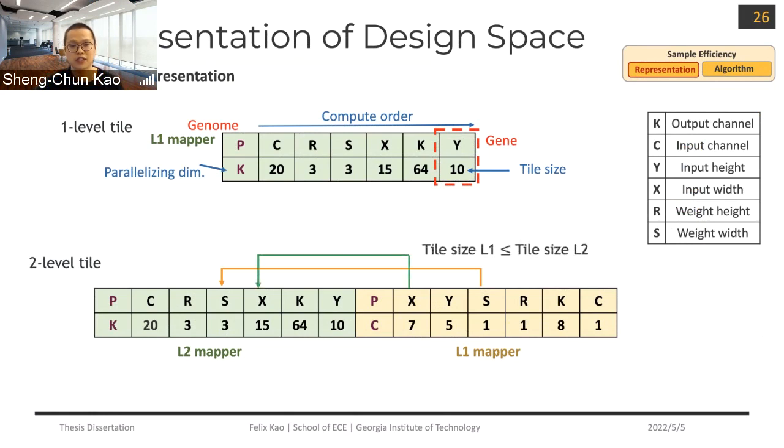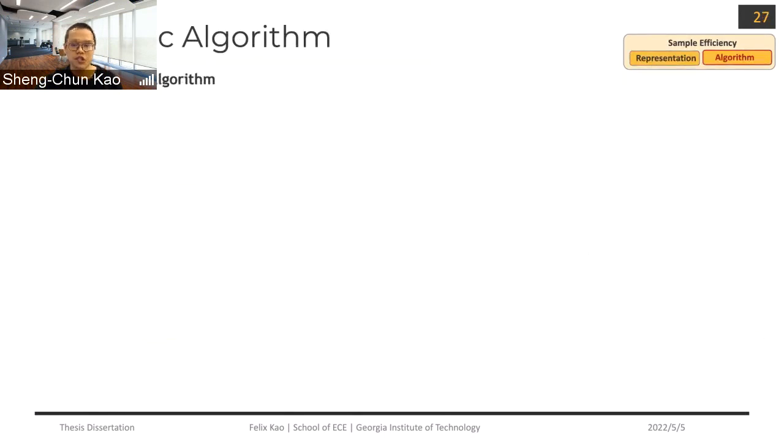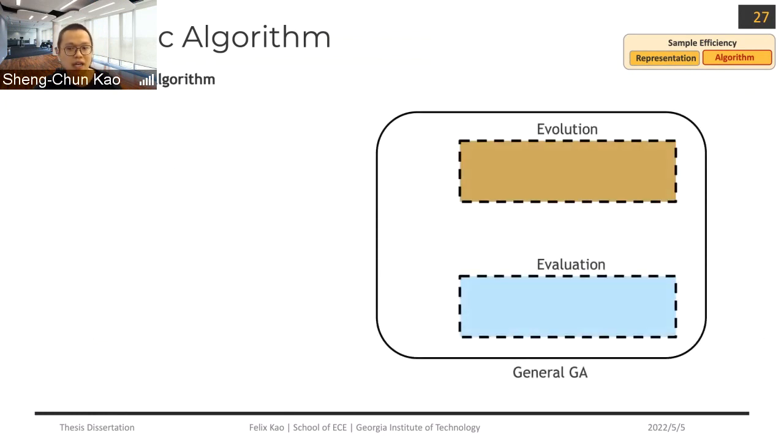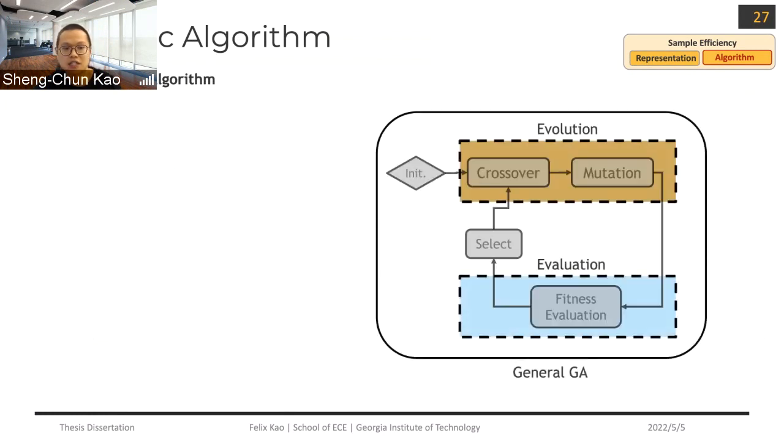Let's see the algorithm side. Gamma is a GA-based algorithm, so I will use 30 seconds to refresh our memory on GA. GA has an evolution part and an evaluation part. The evaluation part is essentially the cost model. The evolution part is a search algorithm.